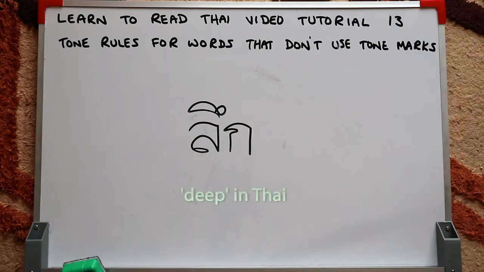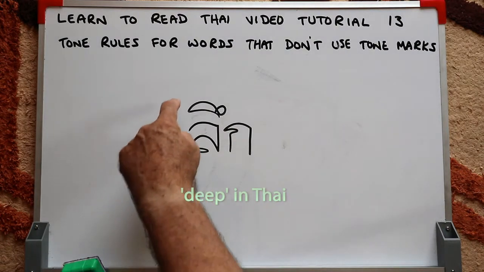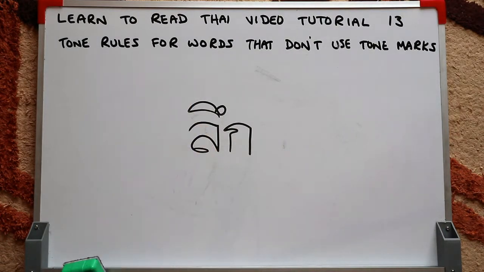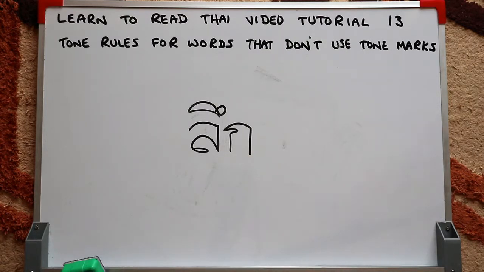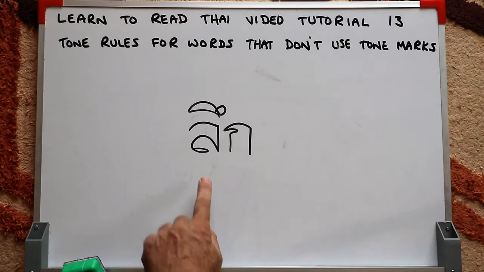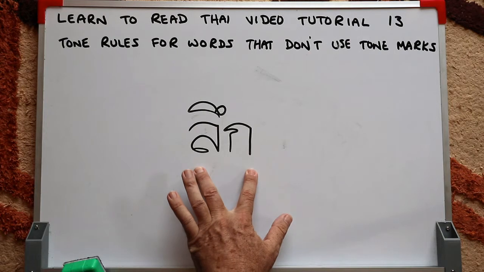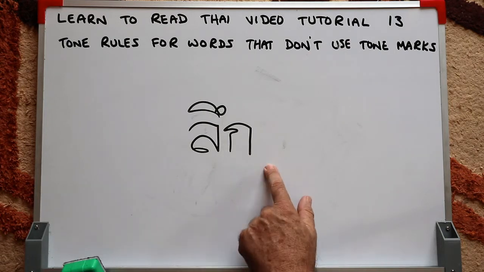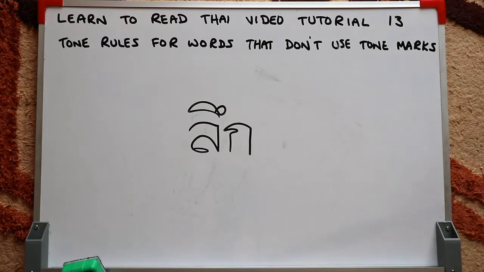Okay, this uses a lorling, an L initial consonant. Then we've got the short vowel above that, and then the final consonant is gorgai, the K sound. So the initial consonant is low class. It's a dead syllable because it ends with a K sound, and this vowel is short. So when we look up the tone rules, that tells us it's a high tone.